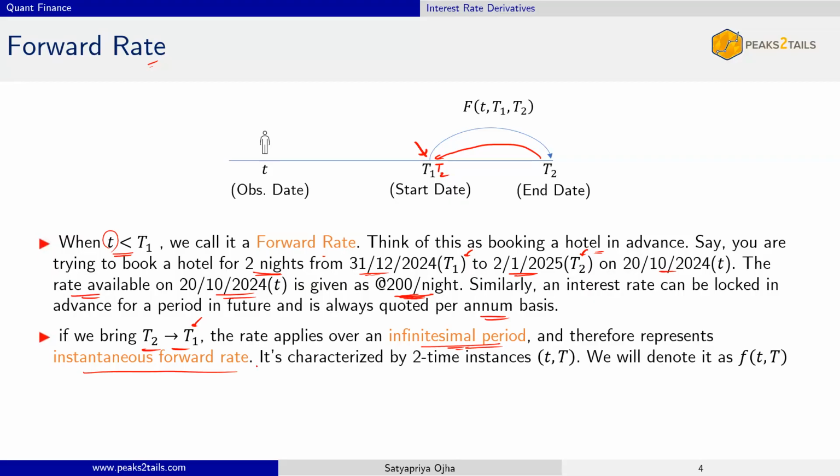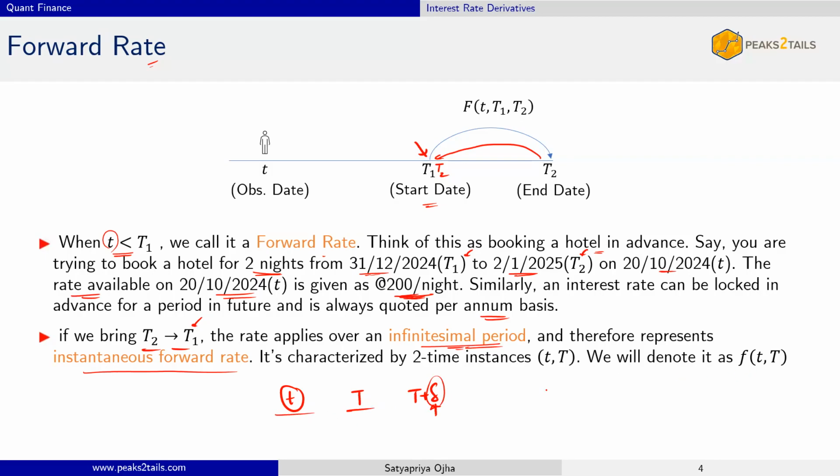When you say instantaneous forward rate, you don't need three time parameters. You only need two, because you know the observation date is small t. The start date has collapsed. Let's call the start date capital T instead of T1. And the end date is right next to T, so T plus, say, delta. We all know that this is 1 instant, so we don't need a third time parameter. We can just simply use these two.